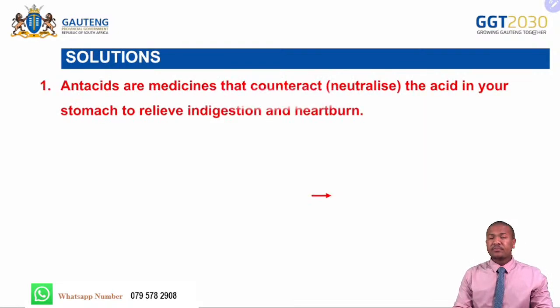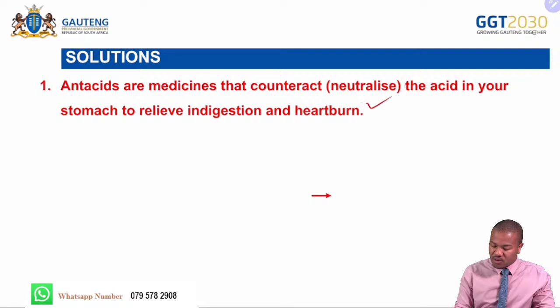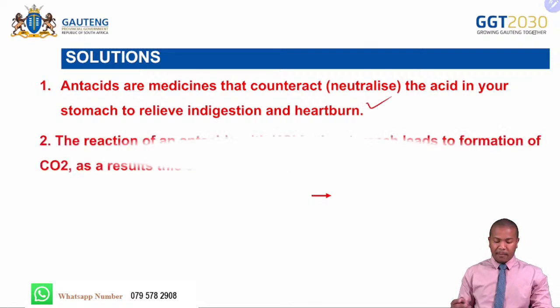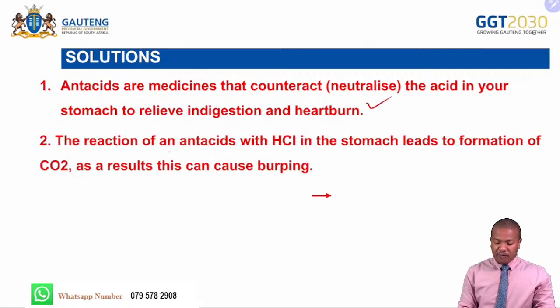Number 1. Antacids are medicines that counteract or neutralize the acid in your stomach to relieve indigestion and heartburn, right? Don't forget to mark your work. Then number 2, the reaction of an antacid with hydrochloric acid in the stomach leads to the formation of carbon dioxide, CO2, and as a result, this can cause burping.